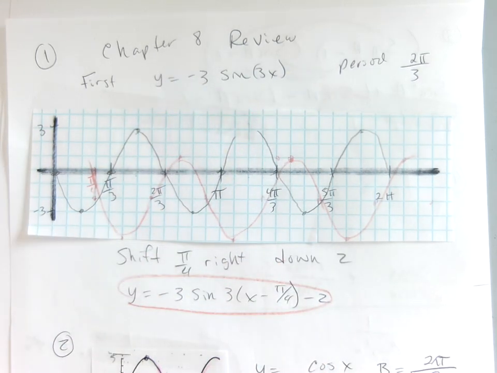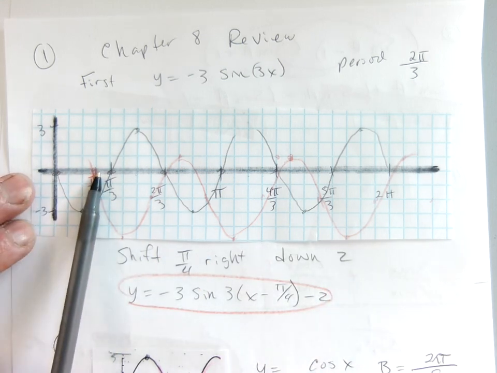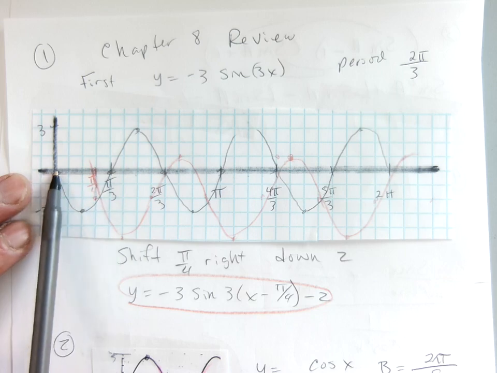Now I got to move it. Do a translation, π/4 to the right and down 2. So π/4 is about here. It's a little bit less than π/3, so it's about 3 squares.